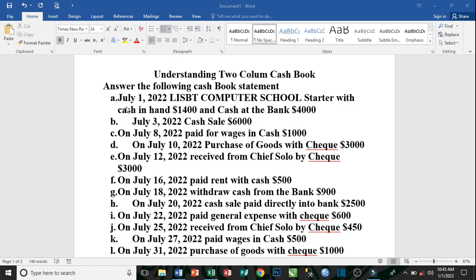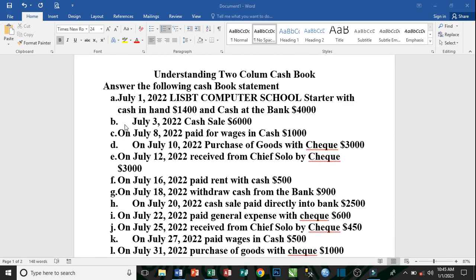Okay, this is July 5th, 2022. Lace Computer School started with cash. So this one you're going to post it. Lace Computer School started with cash in hand of $1,400 and cash at the bank of $4,000.